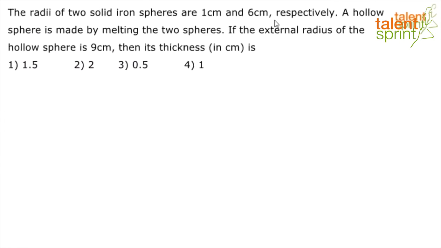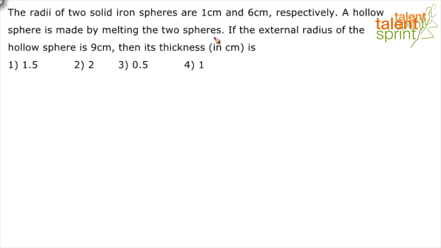And here's the next question. The radii of two solid iron spheres are 1 centimeter and 6 centimeter respectively. A hollow sphere is made by melting the two spheres. If the external radius of the hollow sphere is 9 centimeter, then its thickness in centimeters is. So this is a question on mensuration where two solid iron spheres are being merged to form a single hollow sphere.